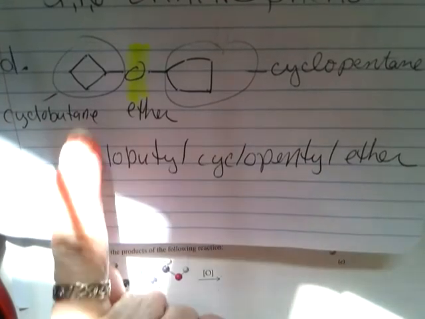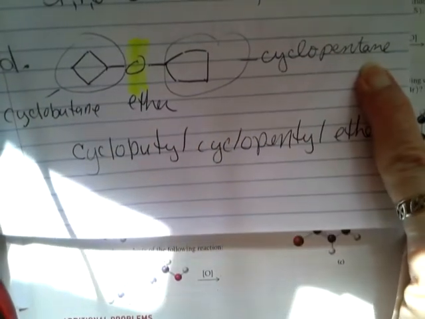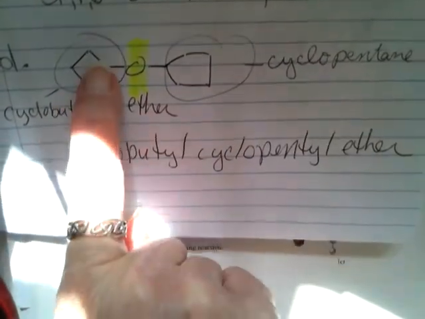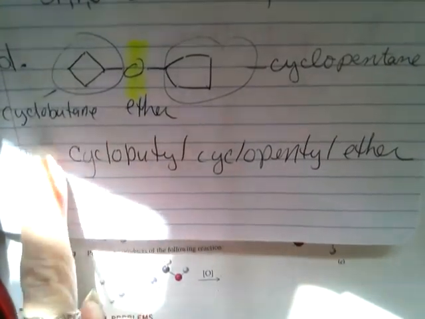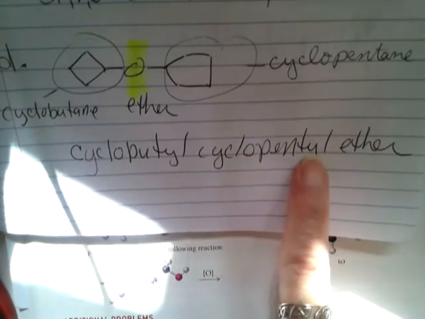Okay, this one, difficult for me to get it to where you can see it. Let's try this way. Okay, we've got an ether. This is a cyclobutyl group. This is a cyclopentane group. And when we put them in order, cyclobutyl, cyclopentyl, ether.